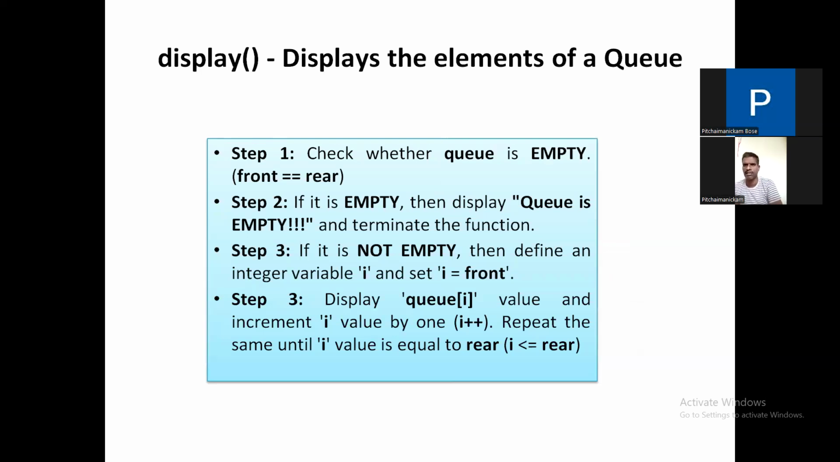Next is the display of elements. We need to check whether the queue is empty or not. The empty condition is front equal to rear. If it is empty, the queue is empty. If it is not empty, some elements are available in the queue, so we read all those elements from the queue and display them on the screen until the condition is false. That's all. Okay, thank you.